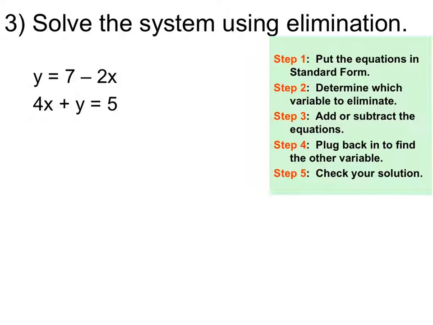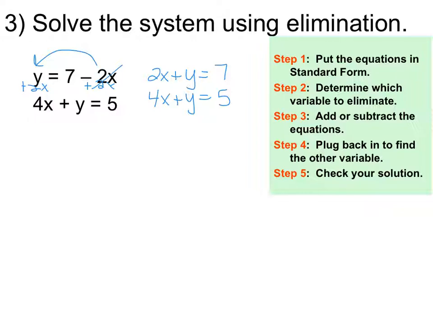We just have to do step 1 this time, which is get standard form. Standard form means the x's and y's have to be on the same side. So if I want this top equation to be standard form, I have to add over my 2x to get to the other side so it's with the y. So that should give you 2x plus y equals 7. And then the bottom equation is already good to go.